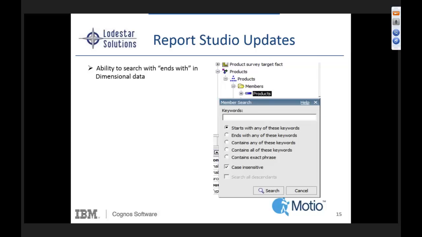The next couple of slides are going to deal with the dimensional data updates. So in this one, you're able to search with an ends with. This is typically used when you have a listing and you go into the members and you expand that. You'll see you may have 1,000 members there, and you're really just looking for a couple. It did have the starts with or contains options before. They do actually now have an ends with option. So there's a little bit of an enhancement there.